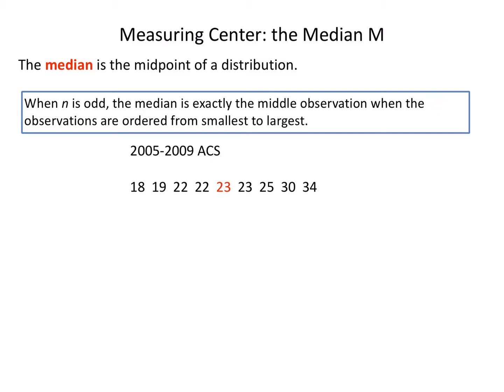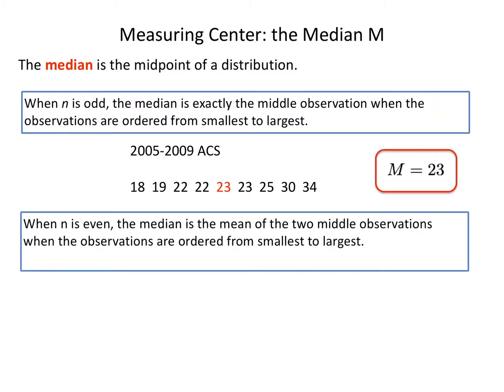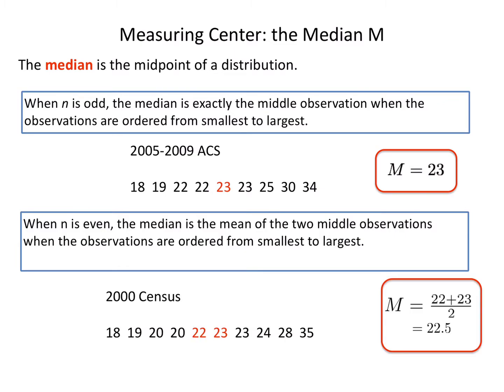For the 2000 data, we had 10 numbers, and here the median is going to be the mean of the 2 middle observations. So here you can see 22 and 23 are in the middle once I put everything in order. And so the median is 22 plus 23 divided by 2, which gives us 22.5.